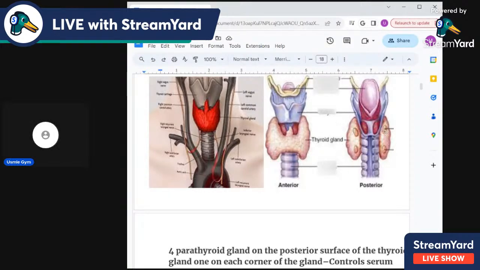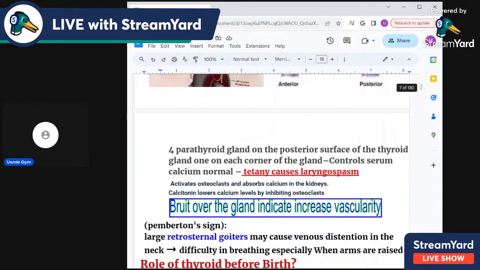This will increase the serum calcium. The other hormone that decreases the serum calcium is calcitonin. We'll come to it in a moment.